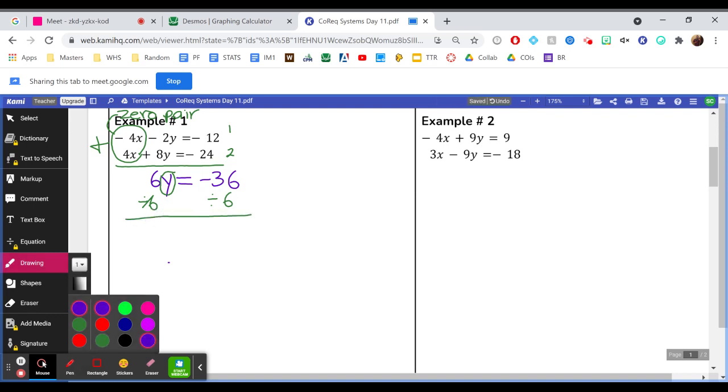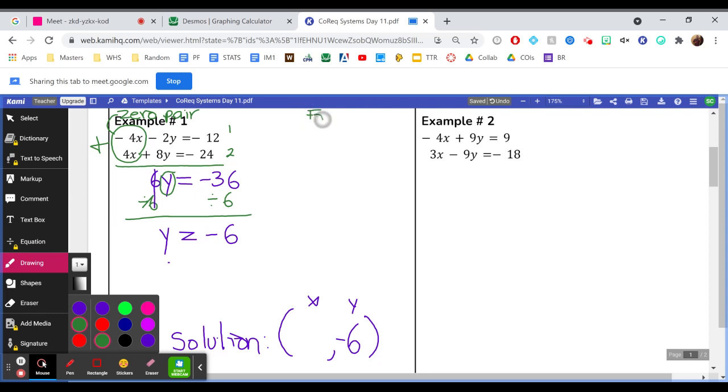Okay, 6 divided by 6 gives me 1. And I don't need to worry about writing that anymore. So I'm just going to write y is equal to negative 36 divided by 6. That is negative 6. Okay, so I already have that part of my solution. Remember, the solution requires an x and a y. I have the y, which is negative 6.